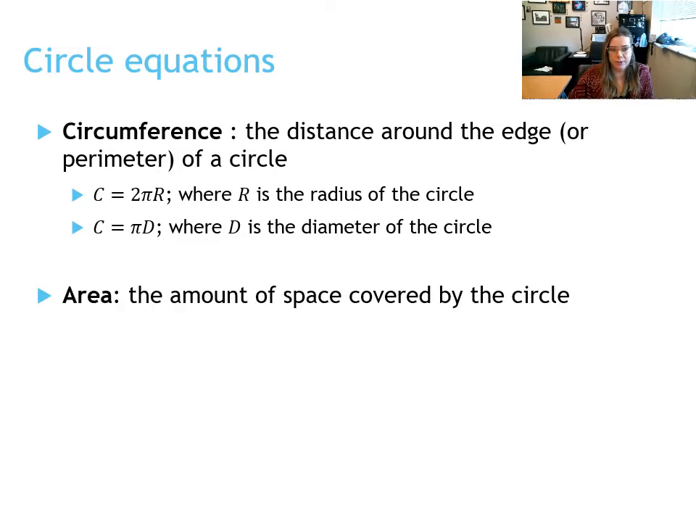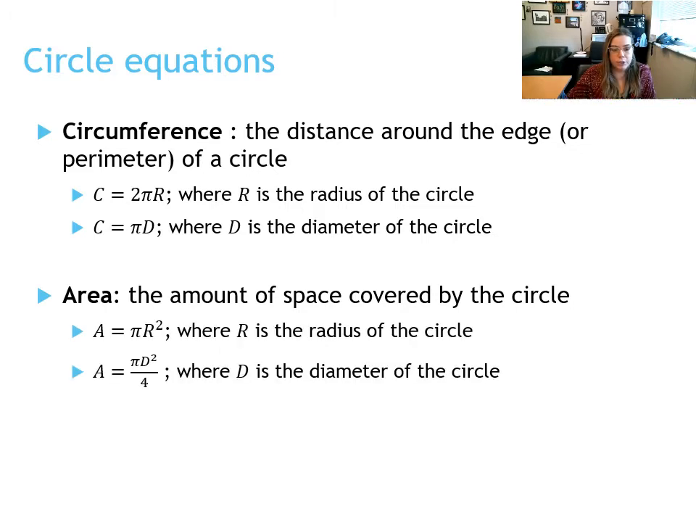Area is the space covered up by this circle. You could use these two equations. The one you probably know is the area is pi r squared. And again, if you remember that the diameter is twice the radius, then you could substitute that in there and you would get an equivalent equation that says that the area is pi times d squared, and all of that divided by the number 4. So that's how you can calculate circumference and area of a circle.